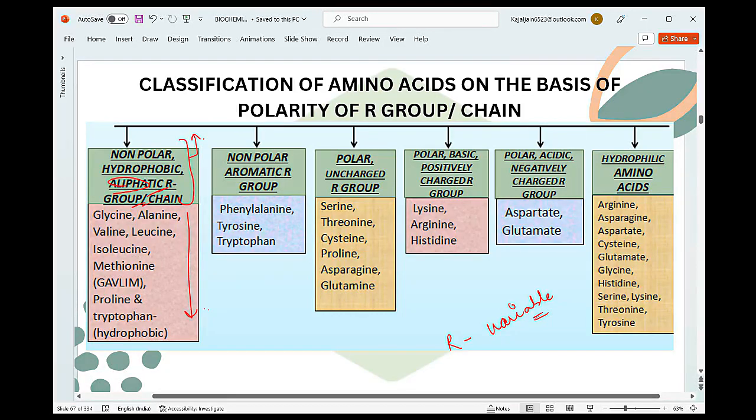Non-polar aromatic R group is present. These are the examples. Polar uncharged R group, example. Polar basic positively charged R group, example. Then polar acidic negatively charged and hydrophilic amino acids. These are the examples. I will suggest you keep a note of these in your mind, but don't waste a lot of your time on just mugging it up. If you revise it 10 to 15 times before your examination, it will automatically get settled in your mind.